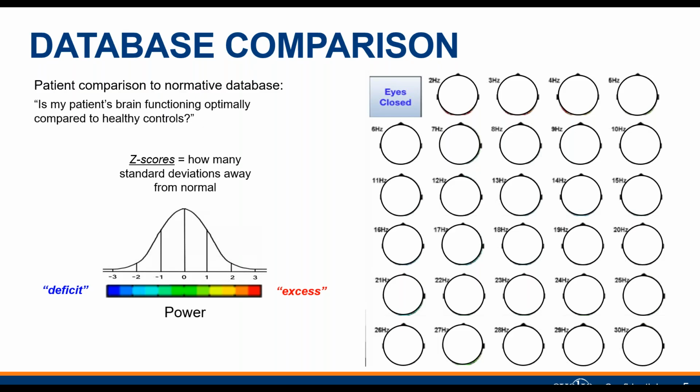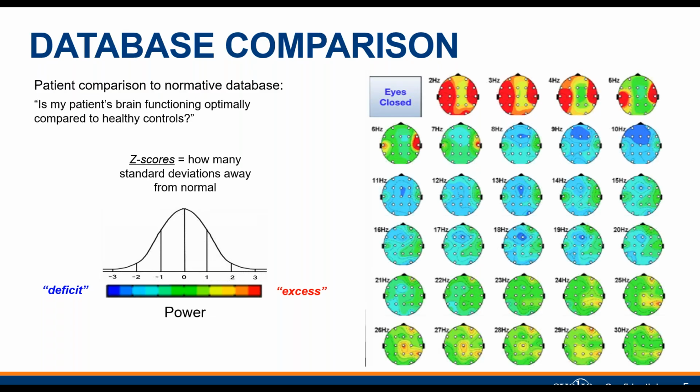And we're going to map activity based off of z-scores. So how many standard deviations away from normal your patient's brain is. So green means 0 deviations away from normal. They're right on the money compared to that standardized database. But if you see blue, that means they're not producing enough of that particular frequency in that particular brain region, whereas red means they're producing too much of that frequency in that region.